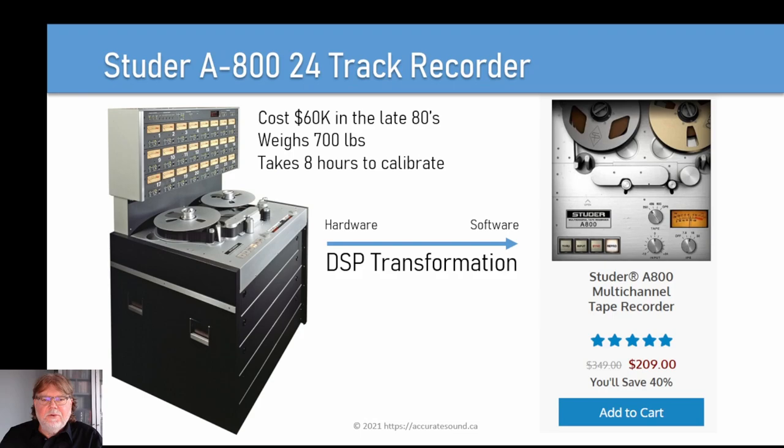Another example is this Studer A800 24-track tape recorder. I spent many an hour recording and calibrating this monster. I would never have dreamed that the same tape saturation sound I got on the 2-inch analog tape sounds identical with the DSP software. It is really amazing to see this level of DSP transformation and maturity in the audio industry. It's gone from $60,000 down to $200. It's simply amazing. So, how is this done? We asked this as we were going to apply the same modeling and measurement principles to digital room correction.